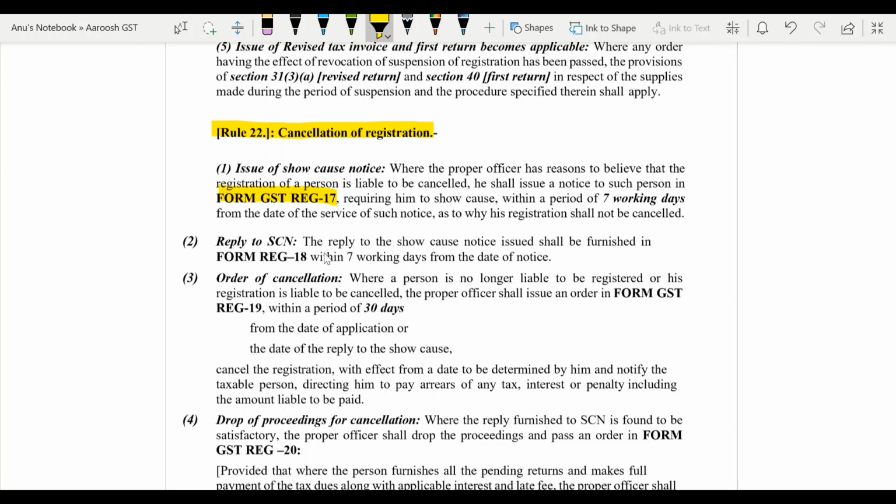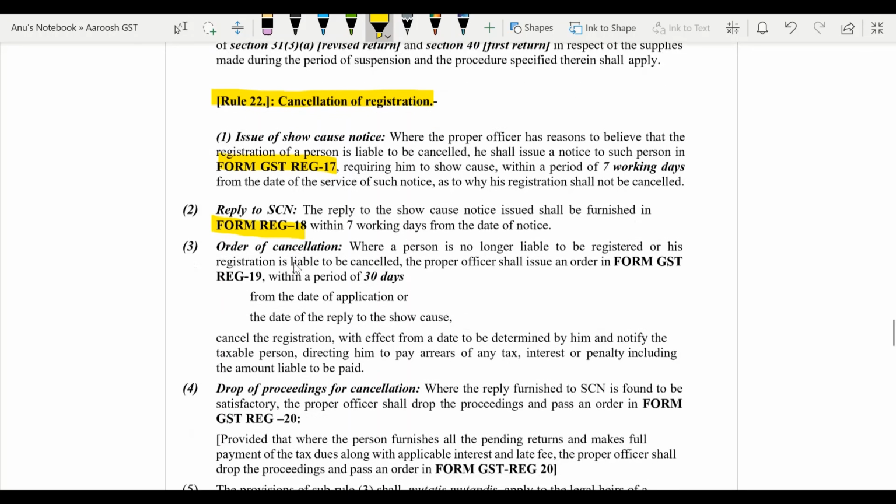Reply to SCN. The reply to the show cause notice issued shall be furnished in Form Reg 18 within 7 working days from the date of notice. So the reply that has to be made by the business which is supposed to be cancelled should be made in Form Reg 18 within 7 working days from the date of notice, right? And the notice is issued in Form GST Reg 17, and the reply giving the reasons should be made in Form Reg 18.